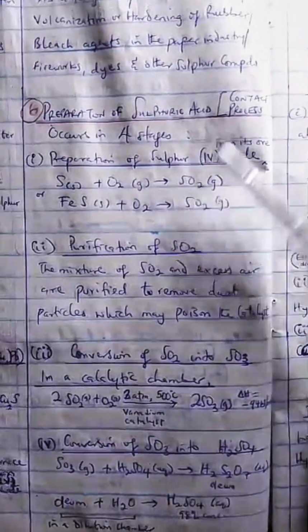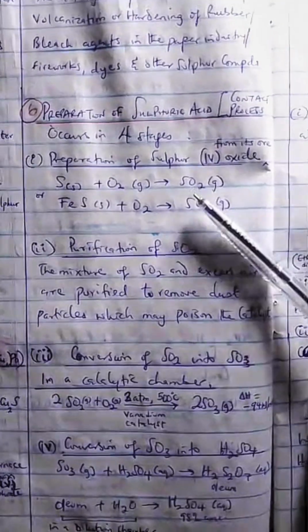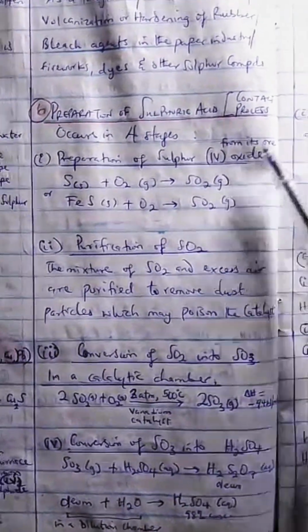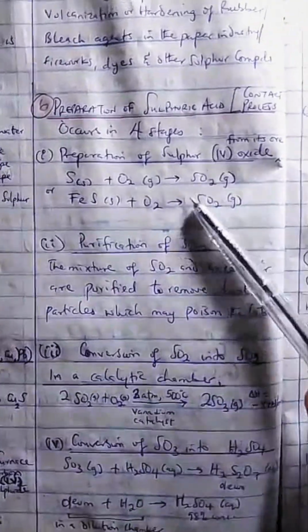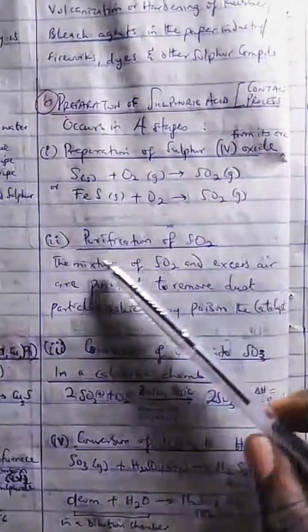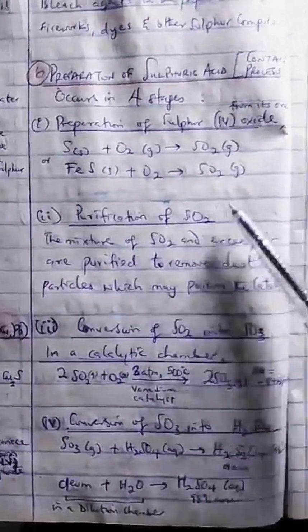So this is the first stage of the contact process. We are getting sulfur dioxide from its ore, from the ore of sulfur. From sulfur we get sulfur dioxide. So this is the first stage of the contact process. The next stage is the purification of the sulfur dioxide.